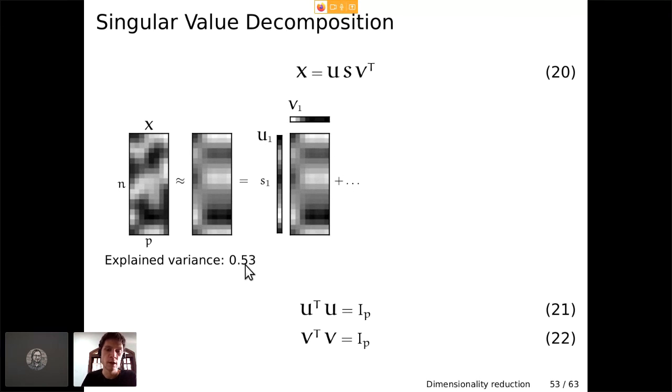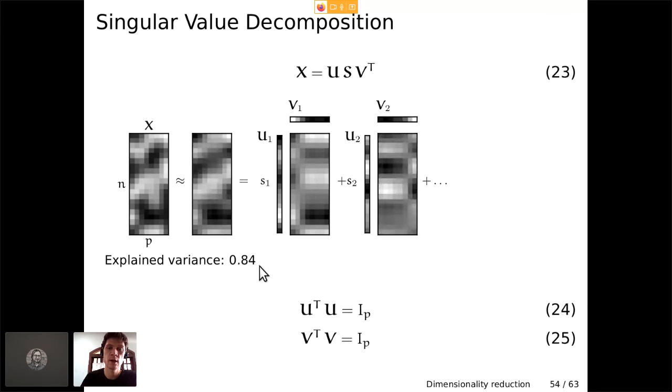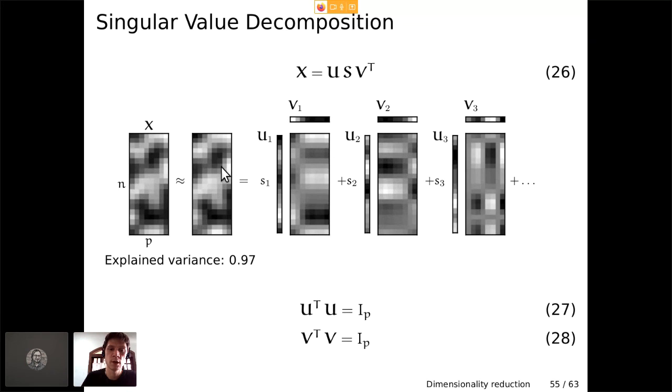So at first I have only 0.5 explained variance, and then I look for the next pair that I can add, and my approximation improves, and so on. Each time the rank of this product is increasing, and my approximation is getting better. If I keep doing this until I have as many terms as the rank of X, the smallest of N and P, I will get a perfect reconstruction of X.